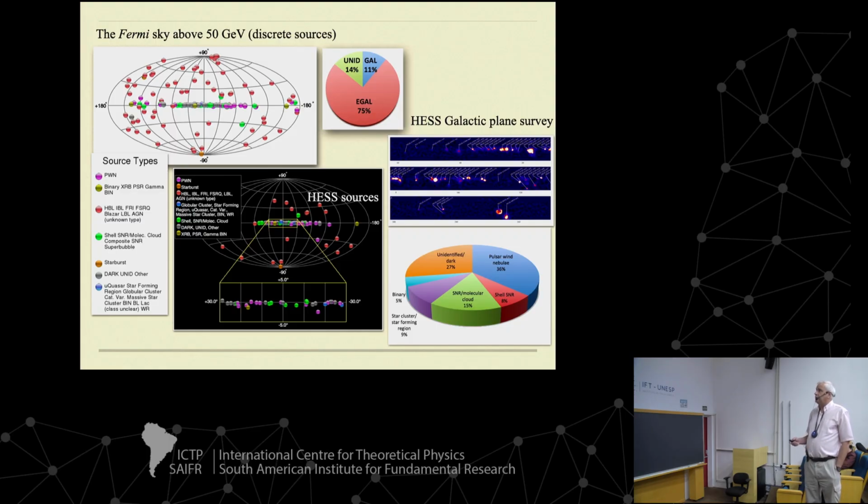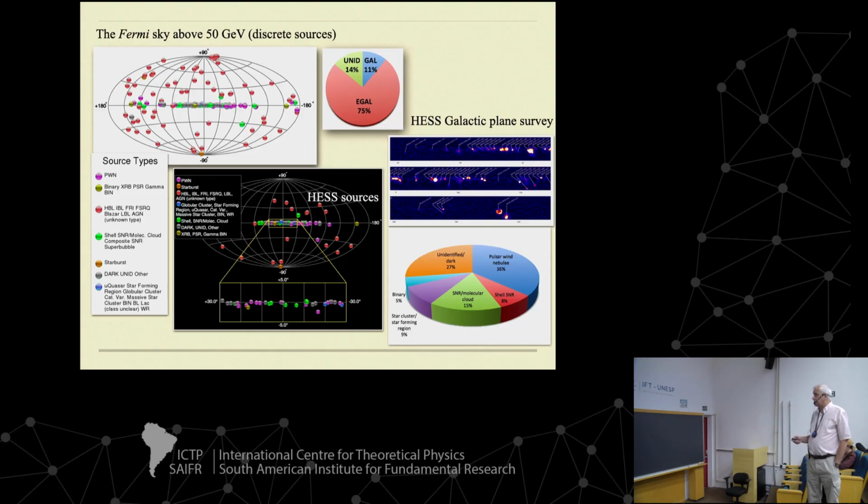And if we go to higher energies, to the HESS Galactic Plane Survey, we have, as you see, a lot of sources, discrete sources. Some of them are resolved by HESS. And this is the distribution of the sources in the sky. You see a strong concentration of high-energy sources on the galactic plane.